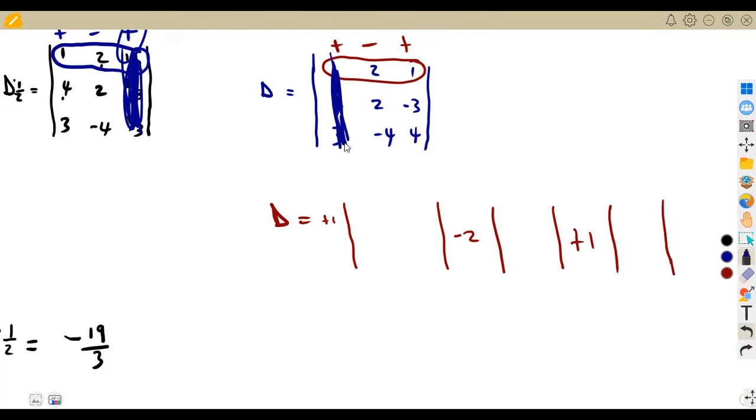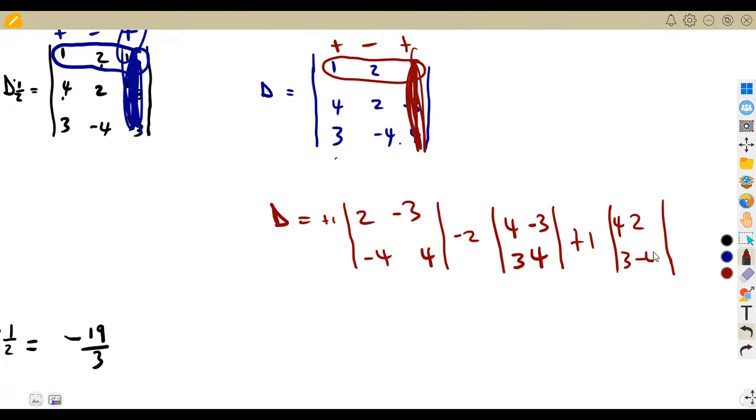If we close this, what are you going to remain with? We are going to remain with this part here, which is 2, minus 3, minus 4, 4. We move on to minus 2. If we close the part of this 2 here, we are going to be left with 4, minus 3, 3, and 4. The part of 1, if you close it, you remain with 4, 2, 3, minus 4.